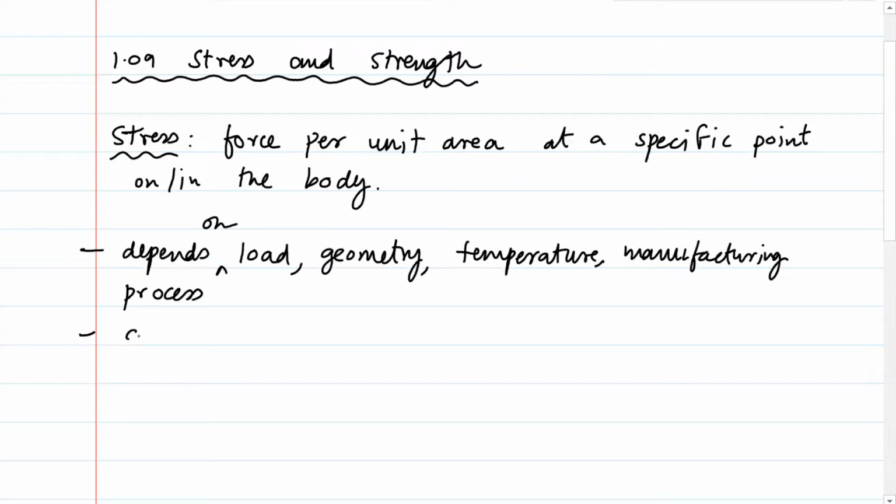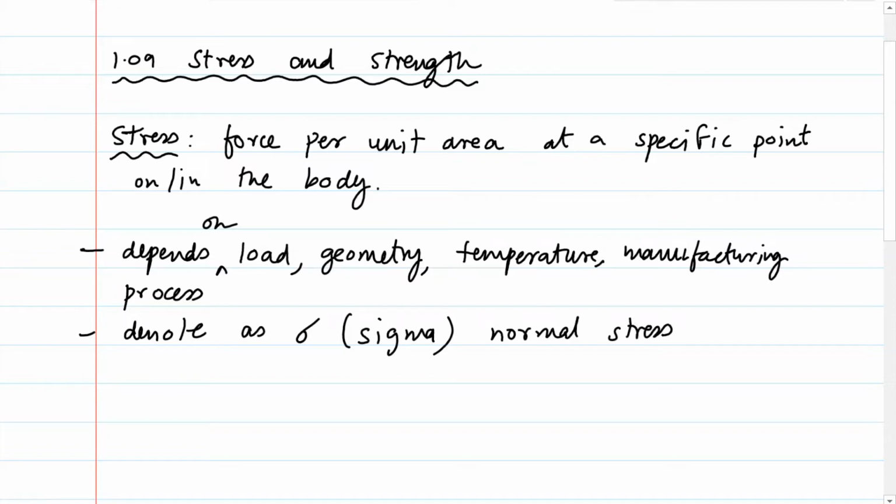So the way we denote stress is by this Greek letter. It's called sigma, and sigma is used typically for what we call the normal stress. Okay, normal stress is a stress which is normal to a surface, and there's a lot of material we'll be covering on normal stress, so don't worry about it for now.